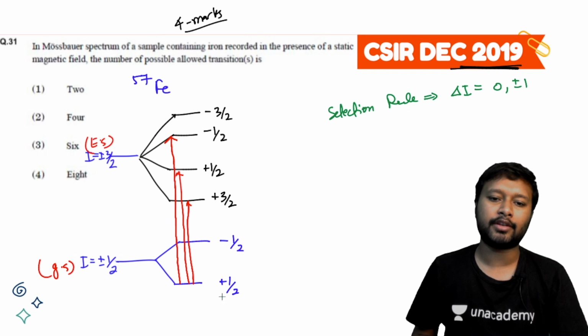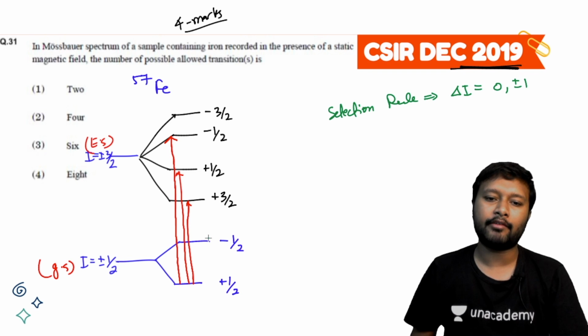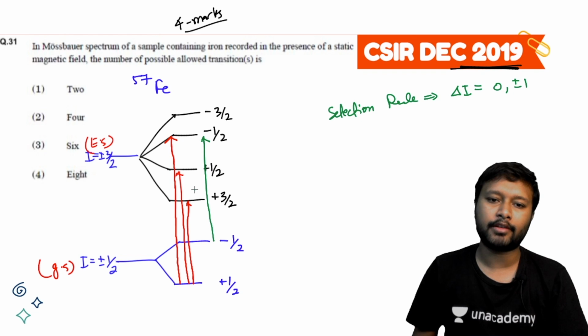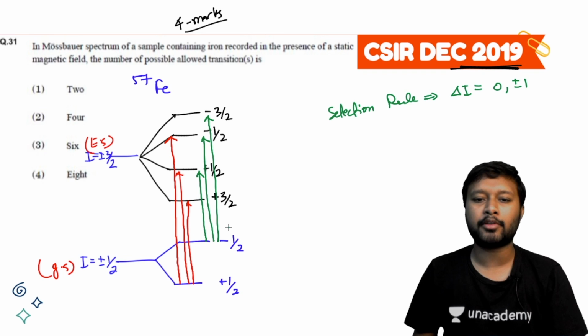So these 3 transitions started from plus half. Now you can check out the other transitions which will start from minus half I value. So you can have a transition from minus half to minus half. So this will be one of the transitions which will happen. The other one will be from minus half to plus half, and the third one will be from minus half to minus 3 by 2. So these will be the 3 transitions which will be possible from minus half.